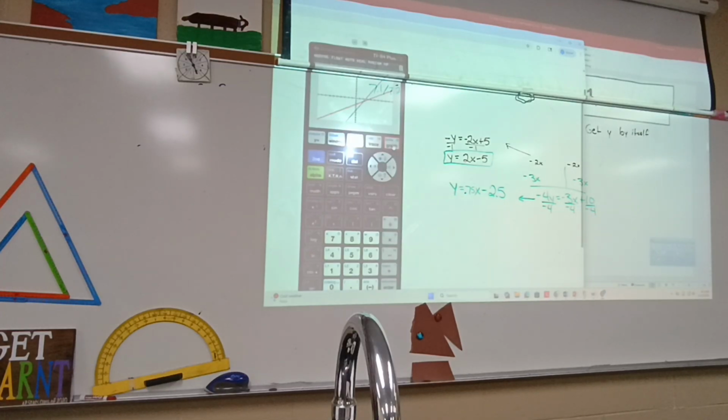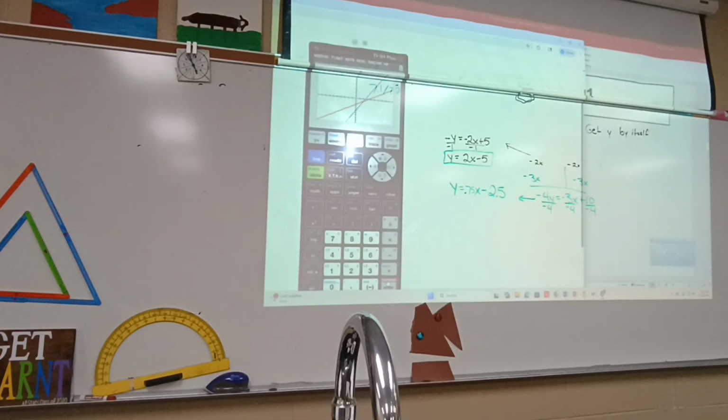If you're having window problems, hit zoom. If you ever get where you don't see a picture, hit the zoom button and go to Z standard, because someone just zoomed you in goofily. So again, hit zoom, Z standard, and that will put you back into a 10 by 10 window. Do these lines cross?